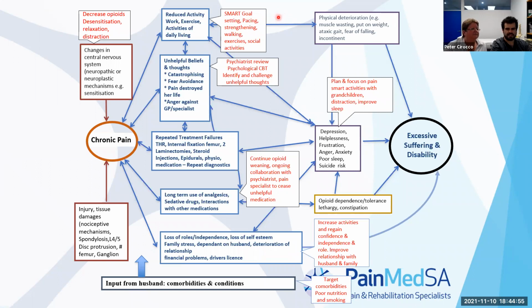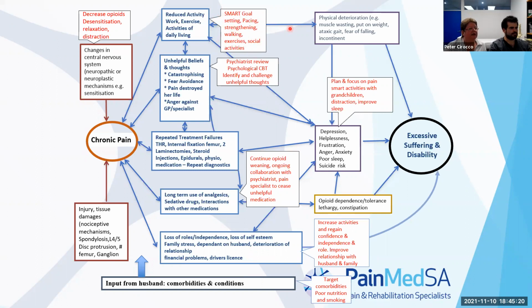And if we put it back to the 6 A's as well, what do they want to get back to? The term is pre-morbid capacity. So what are they able to get back to before the pain was there? And that's a key. Yeah. So SMART goals were set, some pacing, some strengthening, some walking, exercises and social activities were all part of this.